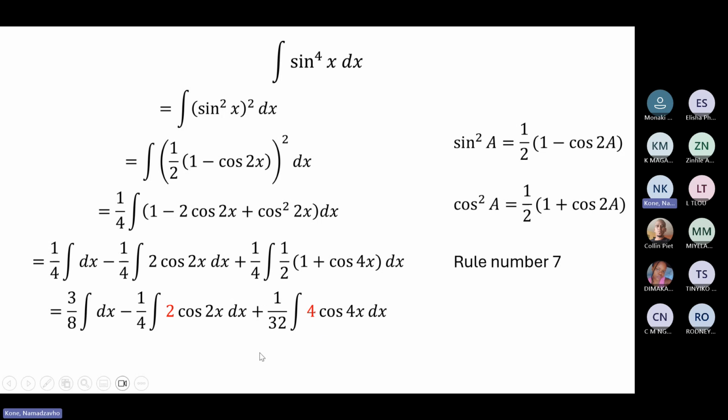So now let me explain. And I want to explain the red numbers there. If you go and check rule number 7, rule number 7 is the integral of a cos function. It looks like this. It says it is the integral of f prime x, which is the derivative of what is in here, cos of f of x dx. That's how it goes on the left side of that rule number 7.